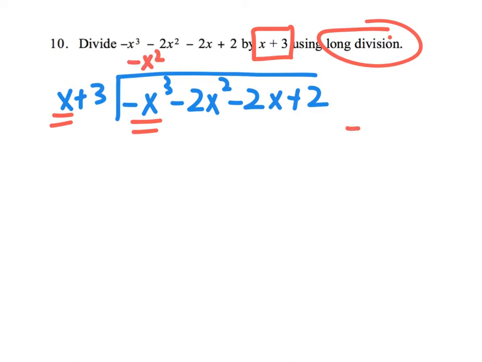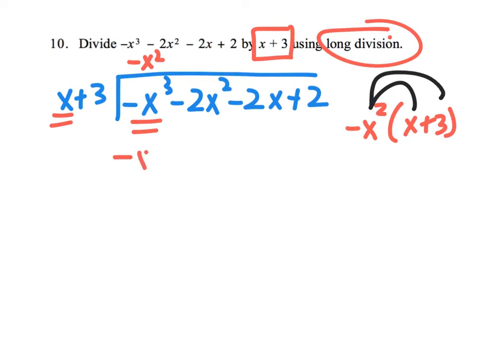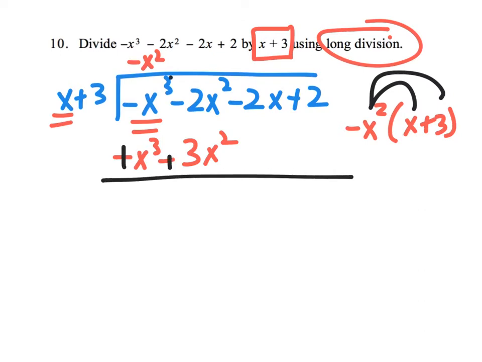Off to the side, I'm going to do negative x squared times x plus 3. And remember, we're going to distribute. So I'm going to do negative x squared times x, and negative x squared times 3. When I do that, I get negative x cubed minus 3x squared. And we're going to flip our signs because we're really subtracting. The first two should always cancel. If they don't, you did something wrong. And then we have 3x squared minus 2x squared, which is just x squared.